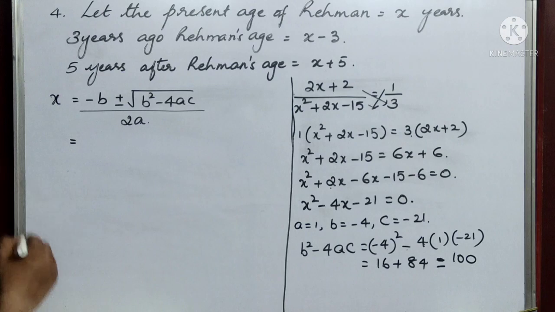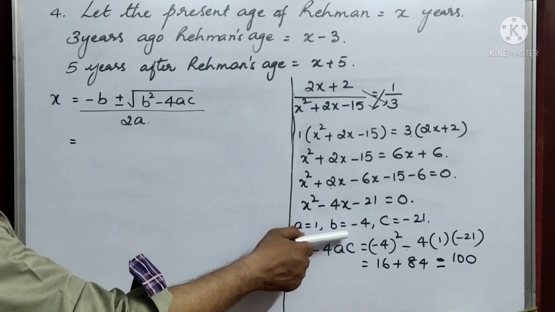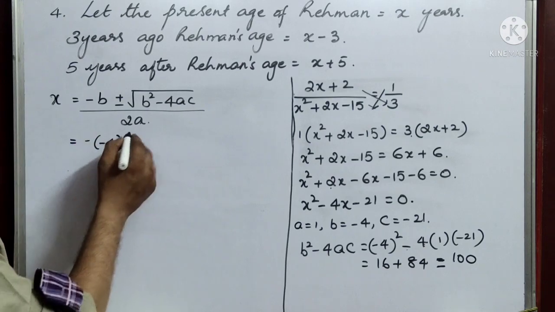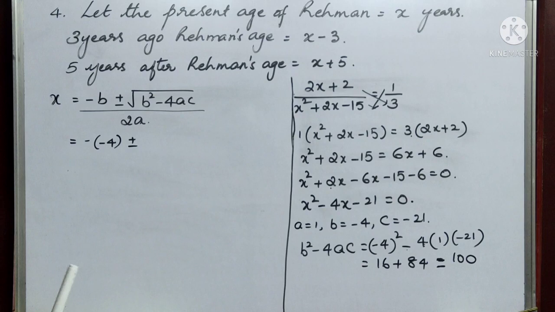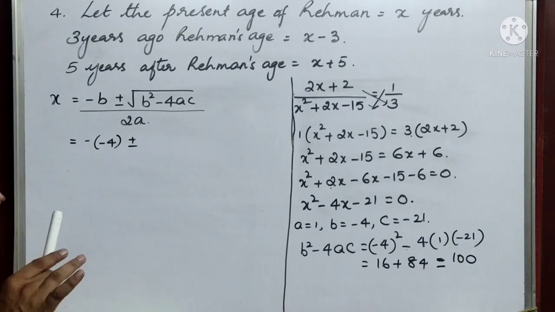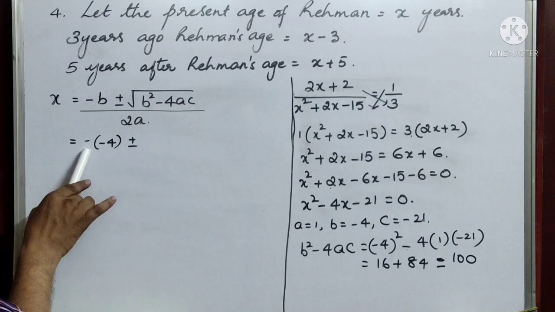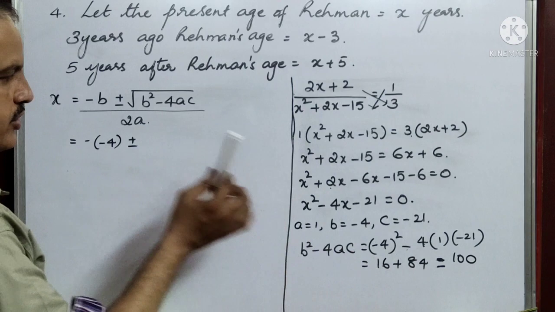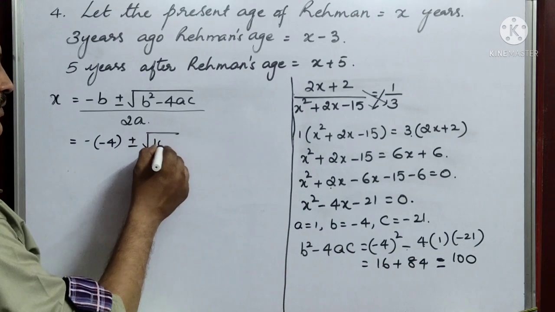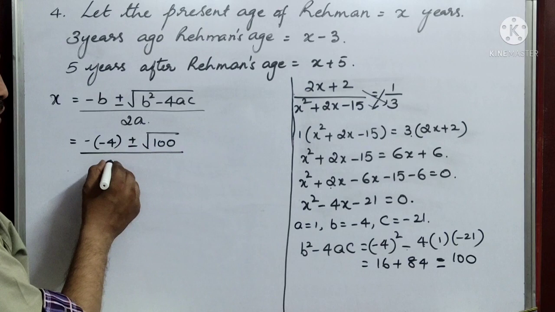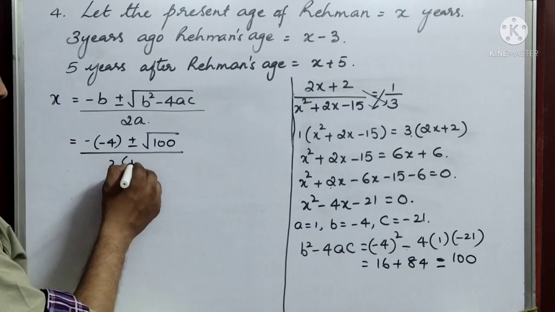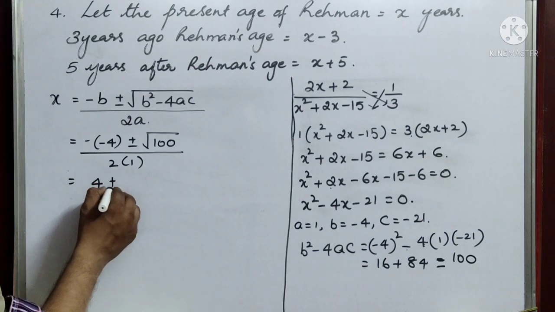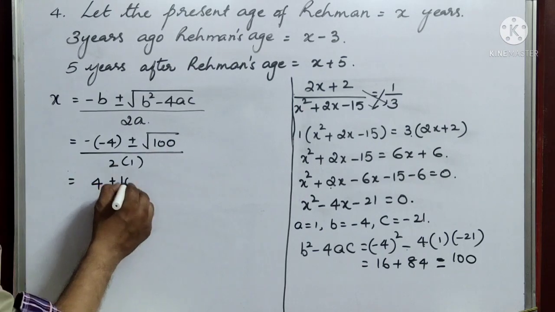Okay, so what is the b value? Minus 4. So minus of minus 4 plus or minus. You should be very alert because symbols will cheat you like anything. So minus b, b also is minus 4, plus or minus square root of b square minus 4ac, you got 100, by 2 into a, and the a value is 1. So minus into minus is plus 4 plus or minus square root of 100 is 10, very easy.